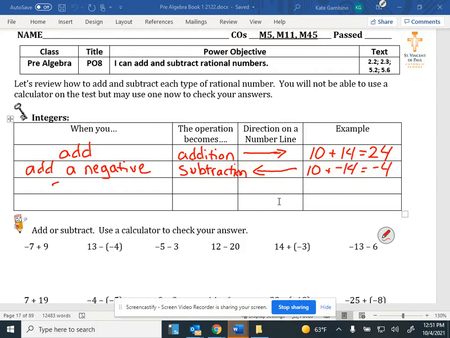When you subtract, your operation is subtraction. And you go left on that number line. An example would be 10 minus 14 equals negative 4.